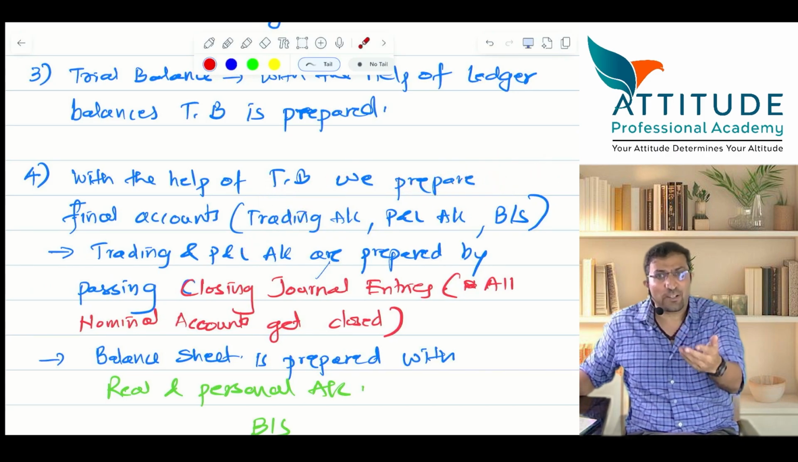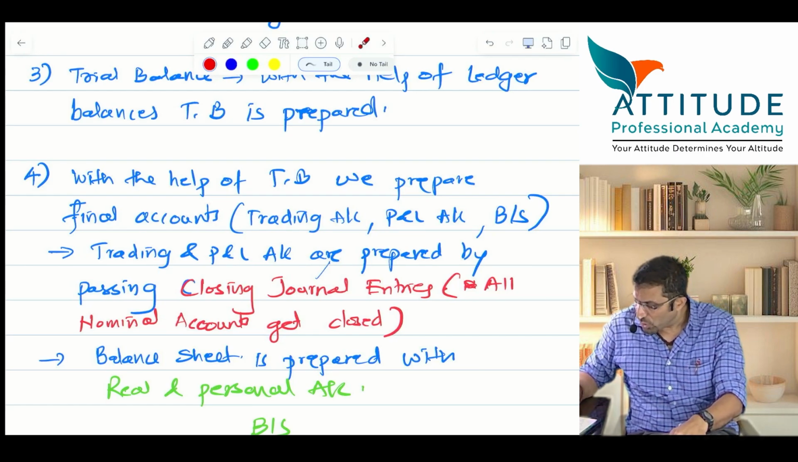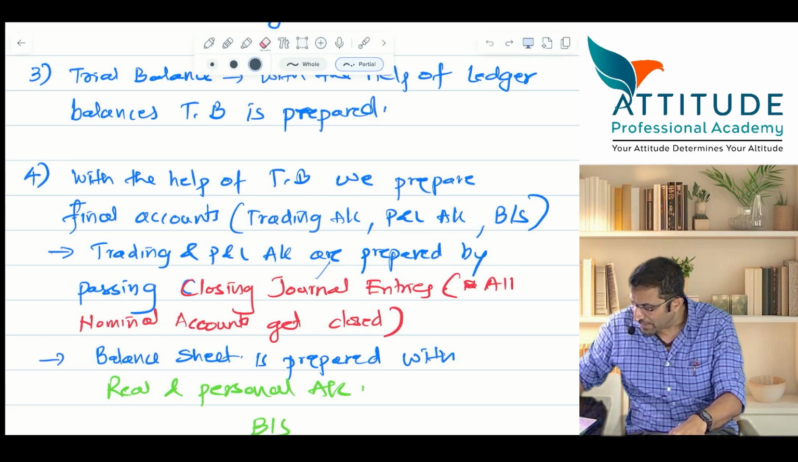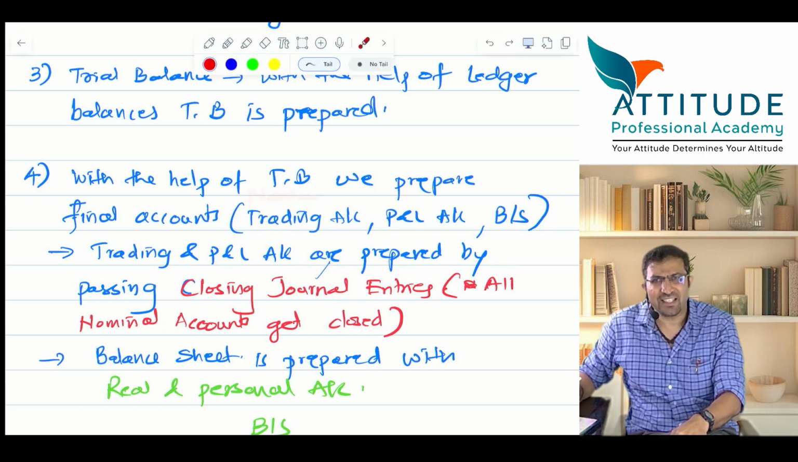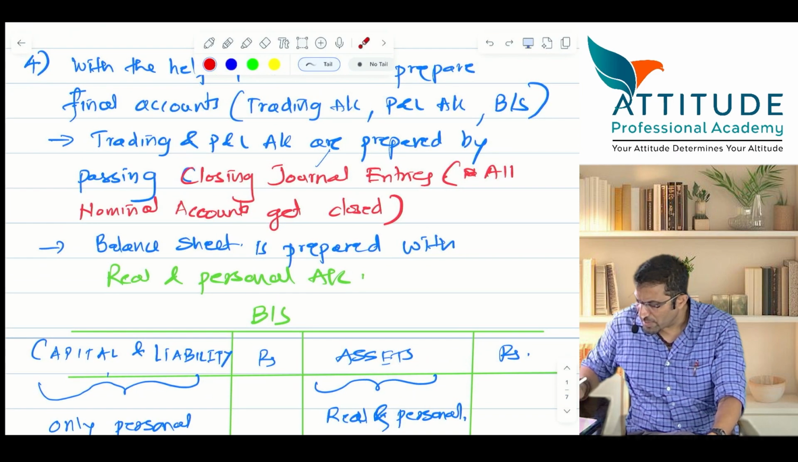Suppose if I am a manufacturer, where I purchase the raw materials and I manufacture goods, I not only prepare trading account, I will also prepare manufacturing account. What account? Manufacturing account. I have not taken here. We'll see that manufacturing account later on. So that depends on the nature of the business.